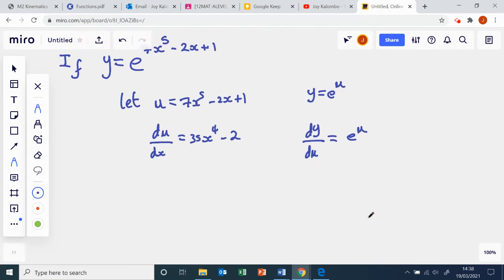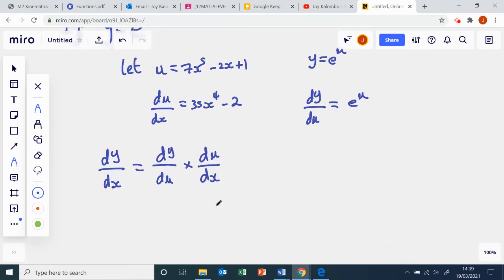Okay, and then using the rule, of course, we have dy dx is equal to dy du multiplied by du dx. dy du was equal to e to the u, and du dx was equal to 35x to the power of 4 minus 2.